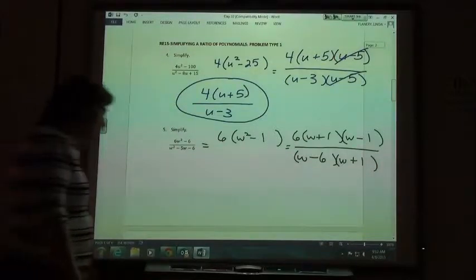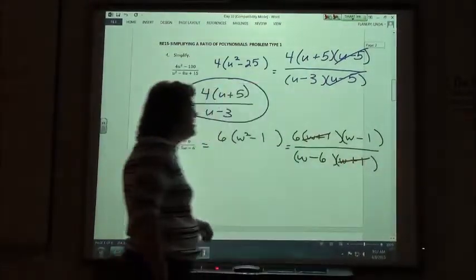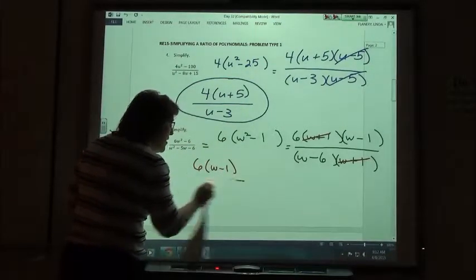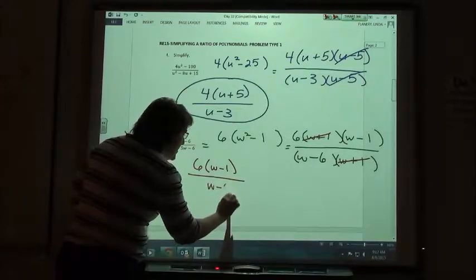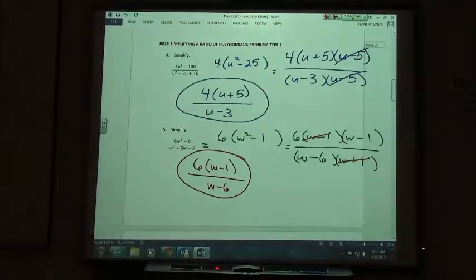My common factor then is the W plus 1. We can get rid of that from our expression. So on the top we have 6 times W minus 1. On the bottom, W minus 6. And we've simplified our fraction as much as we can.